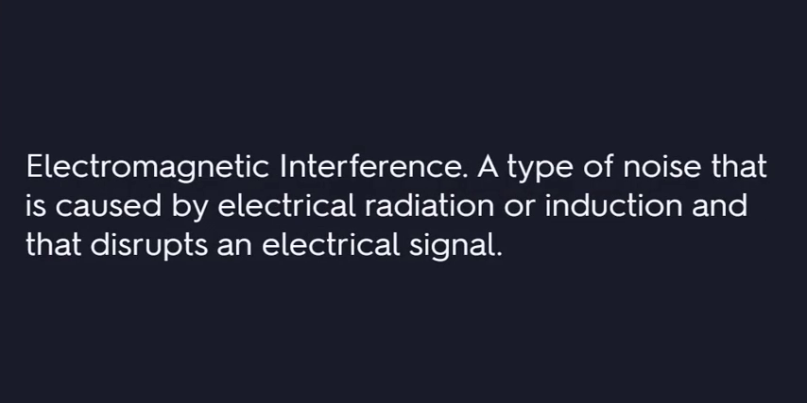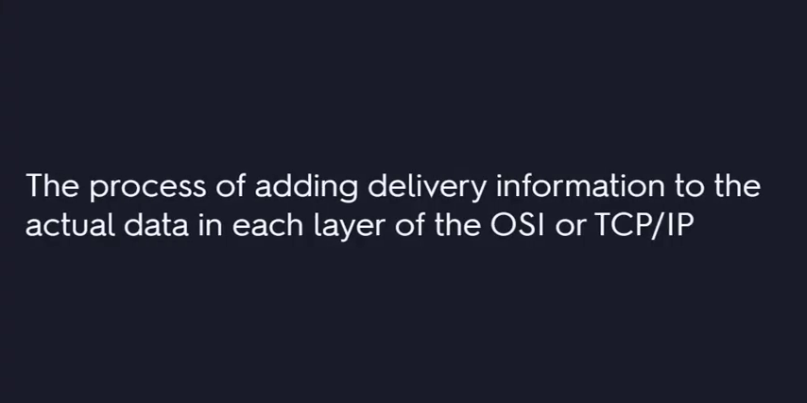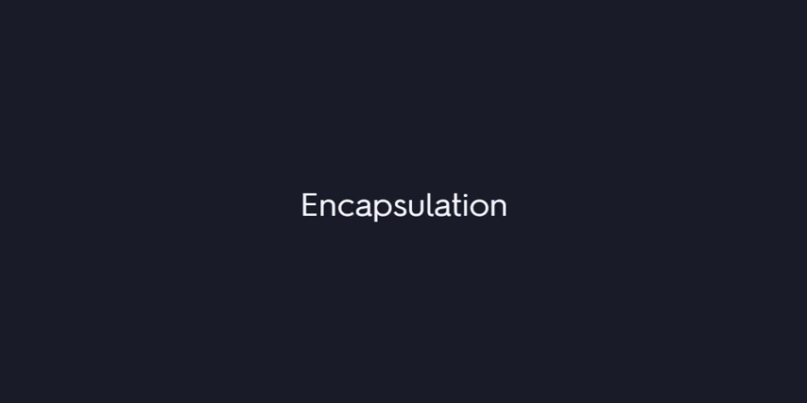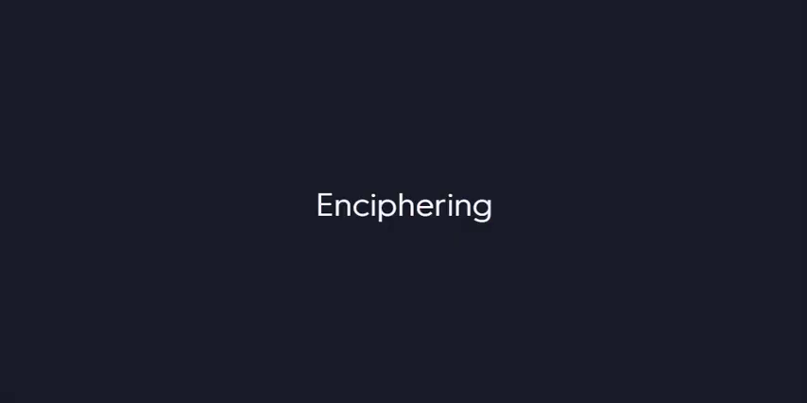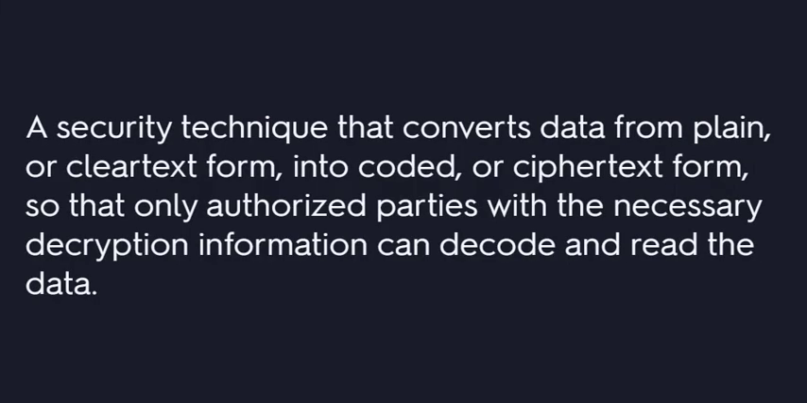Electromagnetic interference, a type of noise that is caused by electrical radiation or induction and that disrupts an electrical signal. EMI. The process of adding delivery information to the actual data in each layer of the OSI or TCP/IP. Encapsulation. The process of applying a cipher. Enciphering. A security technique that converts data from plain text form into coded or ciphertext form so that only authorized parties with the necessary decryption information can decode and read the data.